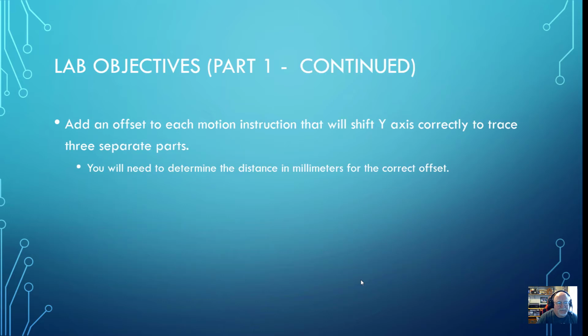Okay, and then you need to add an offset at each motion instruction that will shift the y-axis correctly to trace 3 separate parts. Okay, so with the box, you'll make 3 boxes across the work cell, across the work area. You'll make 3 separate triangles, and you'll make 3 separate circles. Now, I'm not going to give you a millimeter measurement. You're going to have to determine what that is to correctly place the shapes within the work area.